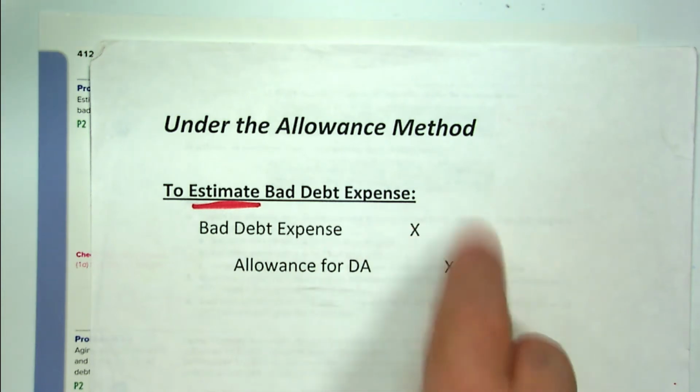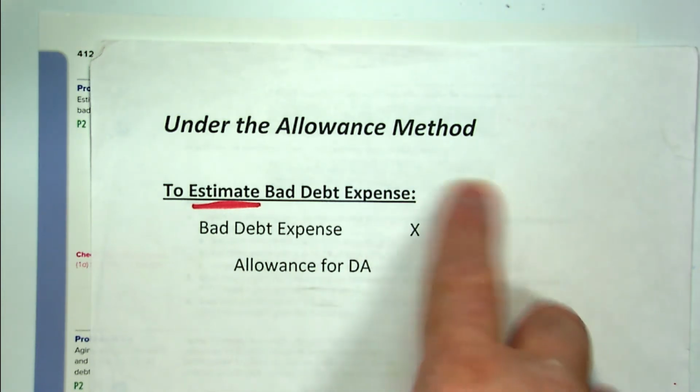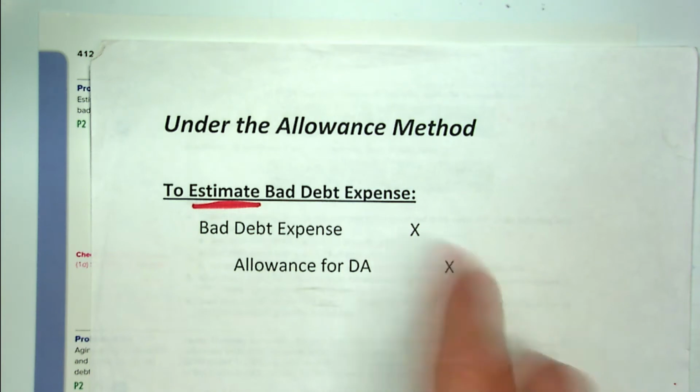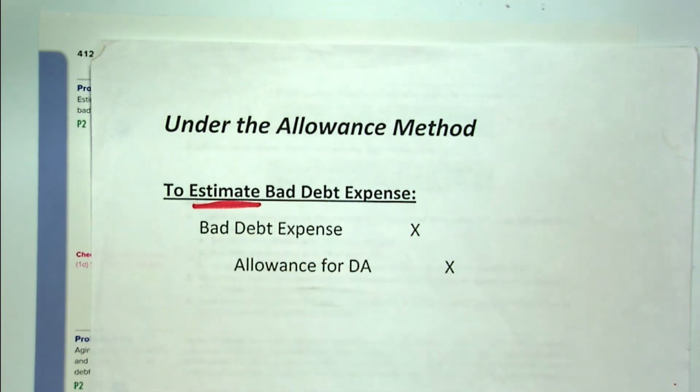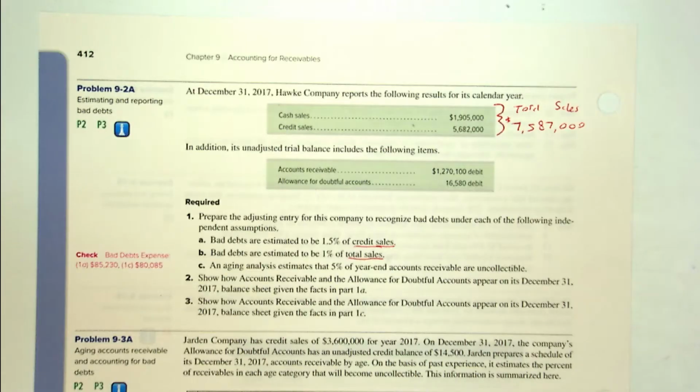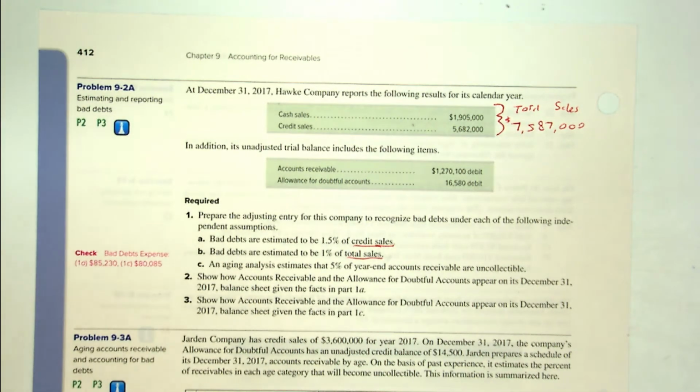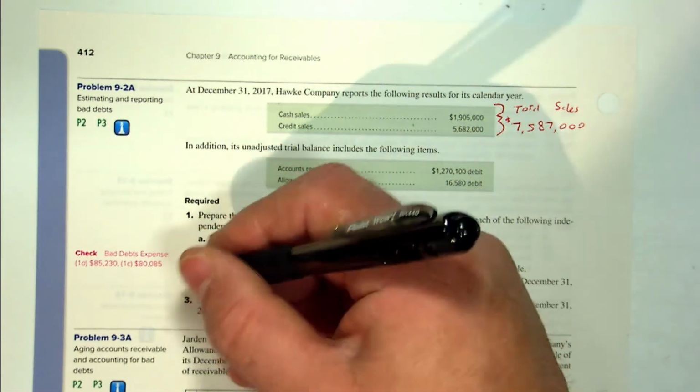Now, we have some different ways of coming up with the number that goes into that journal entry, but that is always the account that's debited, and that's always the account that's credited. Is that correct? Okay. So let's go over the one problem that I assigned, problem 9.2a. I think I had you skip requirement number 2, so skip that one.